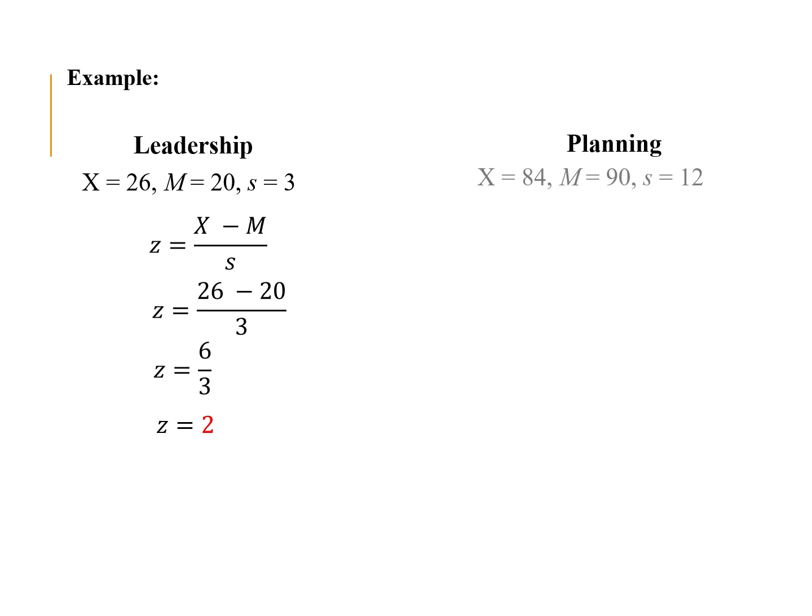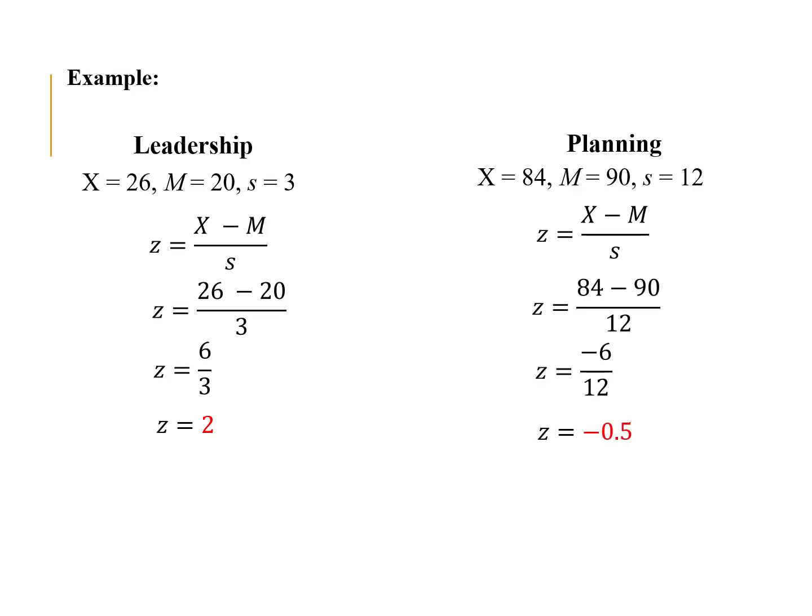For planning, that same person scored an 84. There was a mean of 90 and a standard deviation of 12. Using that same equation, we would just plug in the numbers and we would get 84 minus 90 divided by 12, or negative 6 divided by 12, and this gives us negative 0.5. Because it is negative, this person is half a standard deviation below the mean.